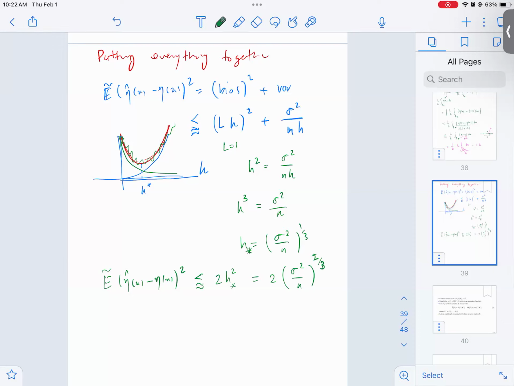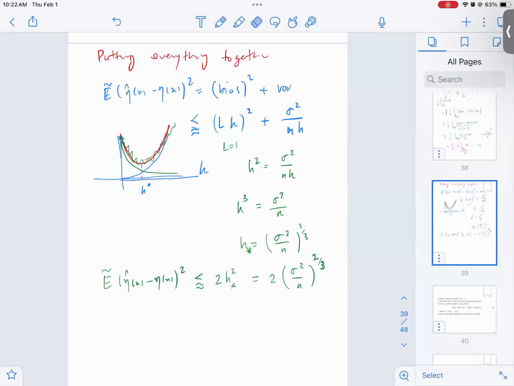So you can see the bandwidth has to go to 0 at this rate. Let's say sigma squared is fixed, at a rate like 1 over n to the 1/3. If it goes like that, then both of these would go to 0 at this rate. Okay, so that's the optimal rate that you can achieve for the MSE.